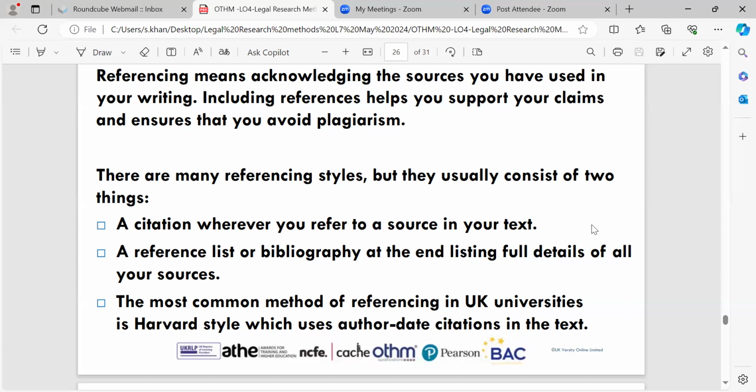They need to be in chronological order as well, and make sure if you are using case law, you're fully citing it as well. So the most common method of referencing in UK universities, which I mentioned, is Harvard style, which uses author-date citations in the text, and then the full citation goes in your reference list or your bibliography towards the end.